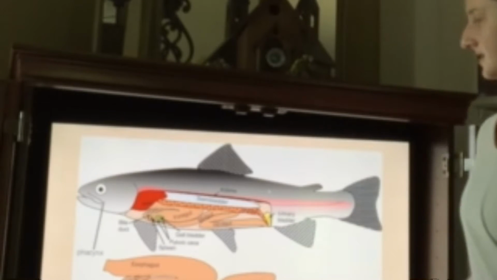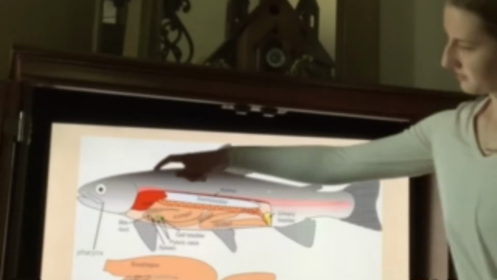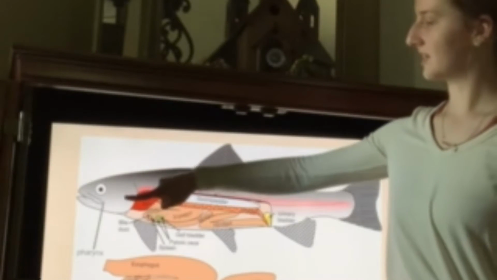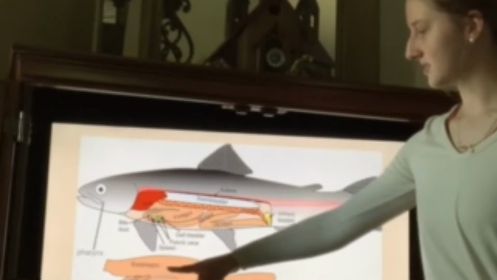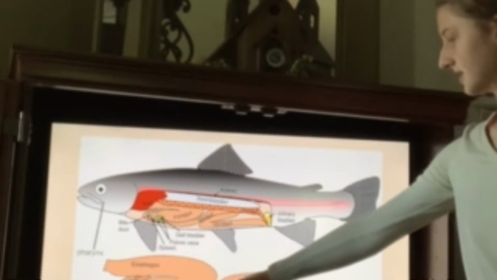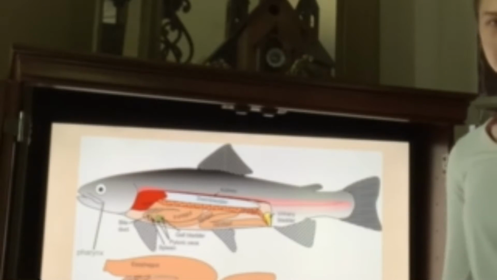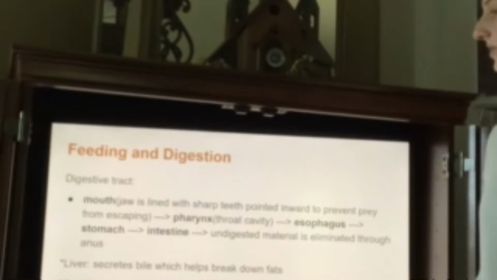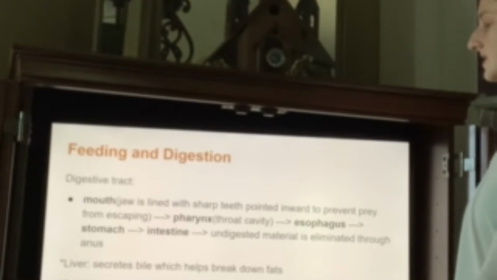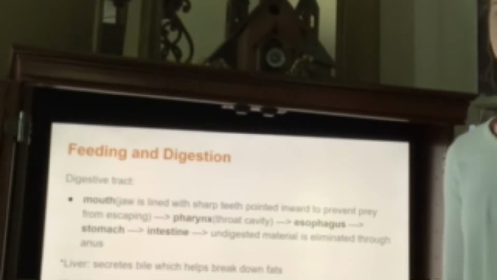Right here is a picture of the fish. Basically, any food goes into the mouth, and then here's the pharynx, and this right here is the esophagus. Then it goes into the stomach, into the intestine, and out the anus. And then going back, we have three structures. We have the liver, which secretes bile, which helps break down the fats of the food. The gallbladder stores the bile and releases it into the intestine. And the pancreas releases digestive enzymes into the intestine to help digest the food.